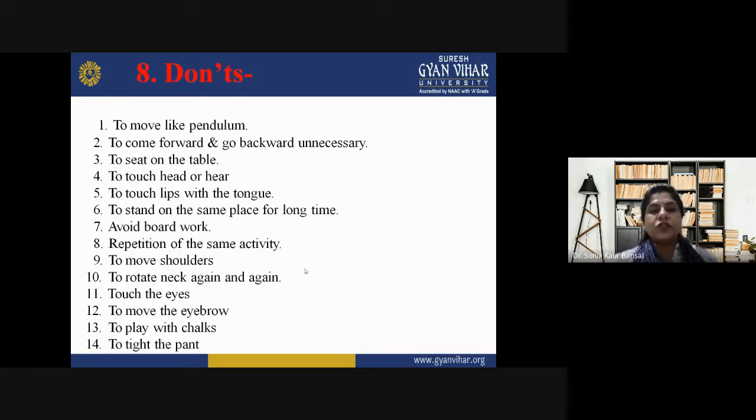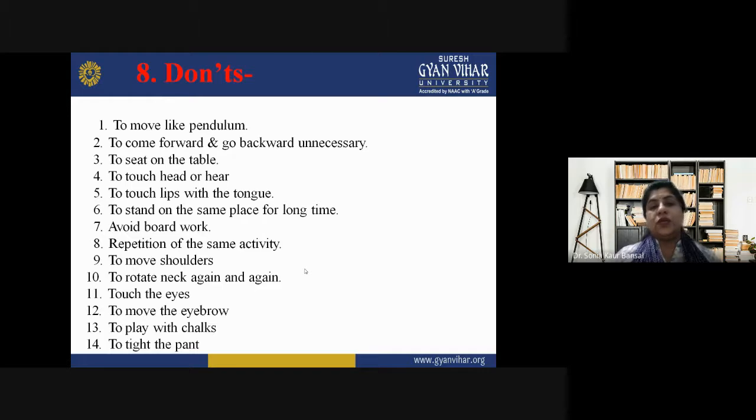Now, there is a list of don'ts also that a teacher must not do while teaching. To move like a pendulum, coming forward and going backward unnecessarily, is not required. To sit on the table is not required. To touch head or hair is not appreciable. To touch lips with the tongue is not good. To stand in the same place for a long time is not good. To avoid board work, and repetition of the same activity. These are some points, students, you must remember when you teach in the classroom.